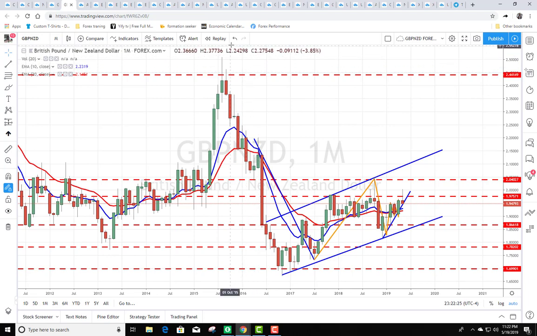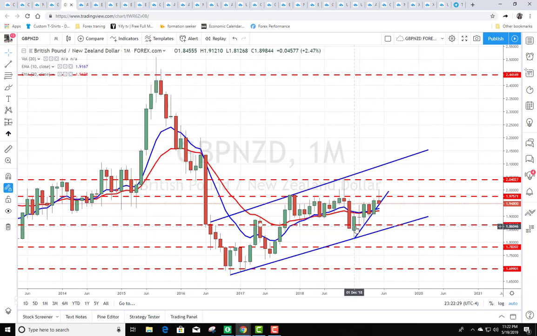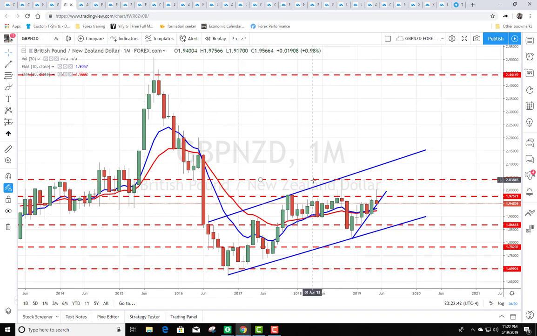Oftentimes it's not as clear on a monthly, so what you want to do is go down to the weekly chart. Always going down one time frame usually helps out. If you take a look, we've had some sideways movement over here, and the market was indicative of that until it broke out of that sideways movement. Once we go down to the weekly, you'll be able to see it.